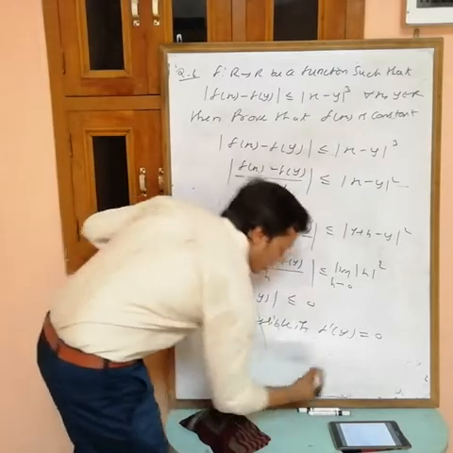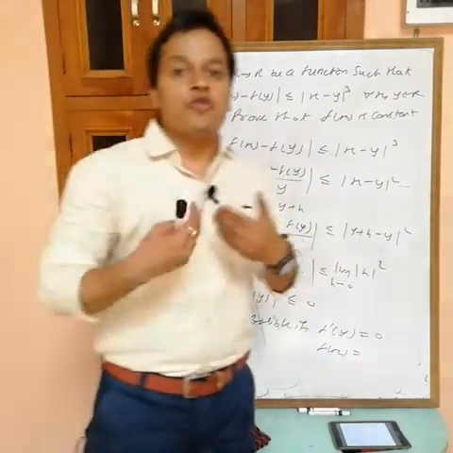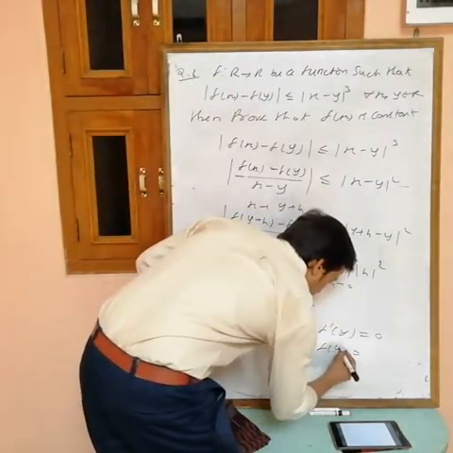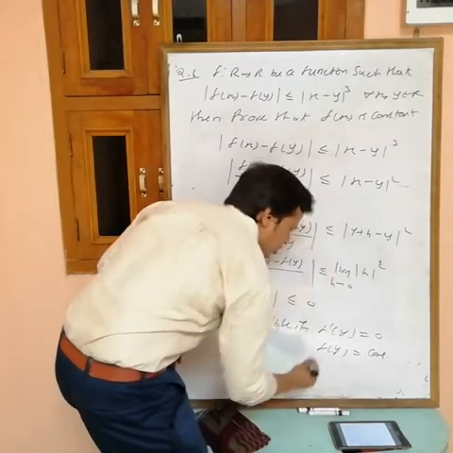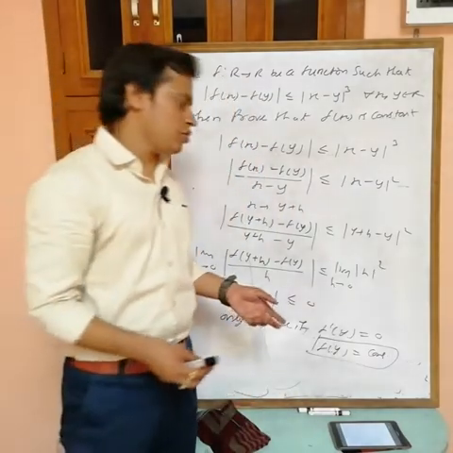If f dash y equals to 0, then f is constant, because differentiation of a constant function is 0. Then f of x or f of y is constant. F of y constant or f of x constant, both are the same thing. Y is also a variable like x. Okay, write down.